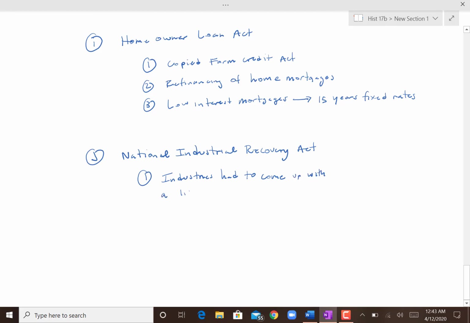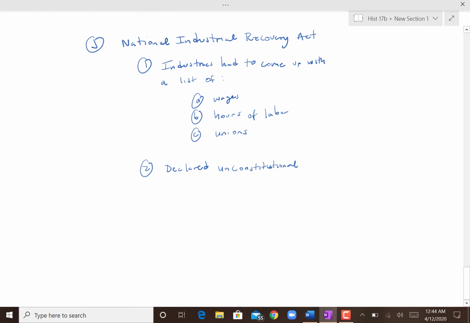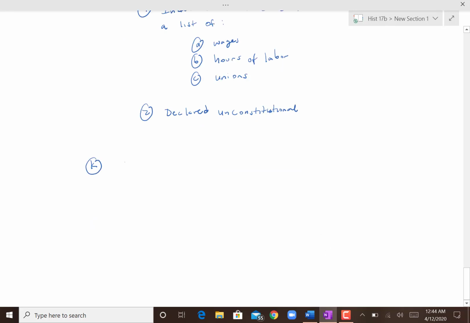So essentially, it was regulating wages, hours of labor, also unions, in a way that basically took away a lot of the freedom of the businesses. And like I said, this is why it was declared unconstitutional, in the fact that the government can't control businesses that much and regulate wages and everything else that way. The last one with the first New Deal that we're going to look at was the Glass-Steagall Banking Act.